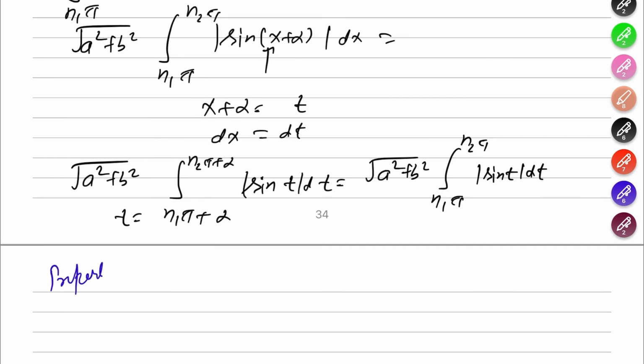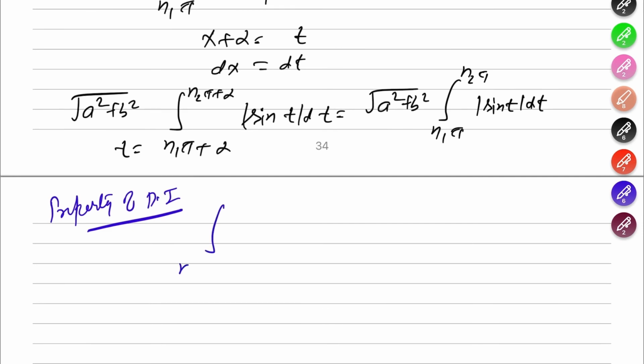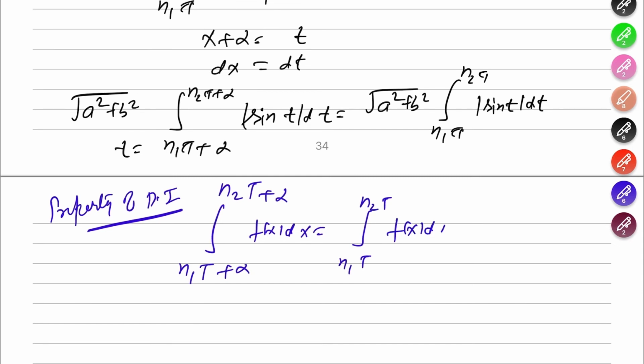This is square root of a square plus b square times the integral from n1 pi to n2 pi of modulus of sin t dt. We know one of the properties of definite integrals, the periodic property: the integral from n1 T plus alpha to n2 T plus alpha of f(x) dx is equal to the integral from n1 T to n2 T of f(x) dx if f(x) is a periodic function with period T. Since alpha is a constant added to both the upper and lower limits, we can remove it.